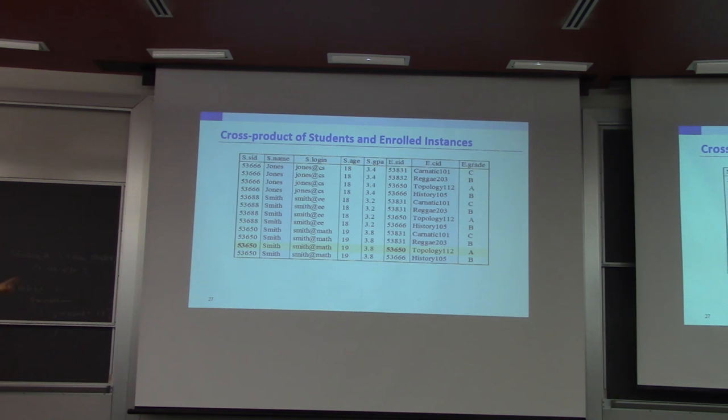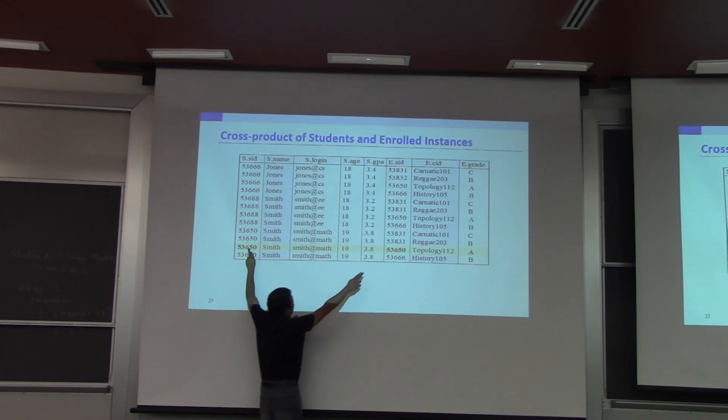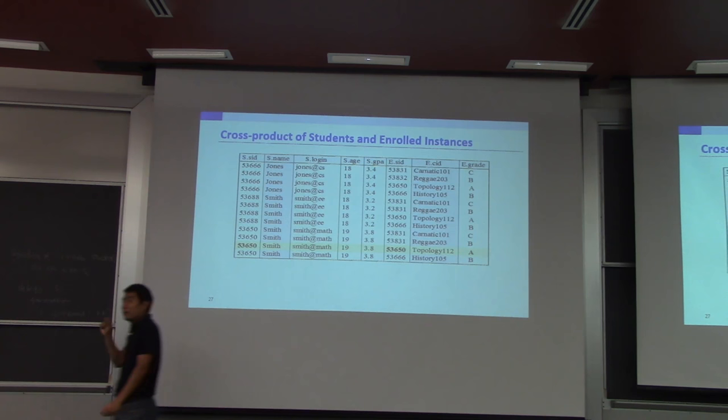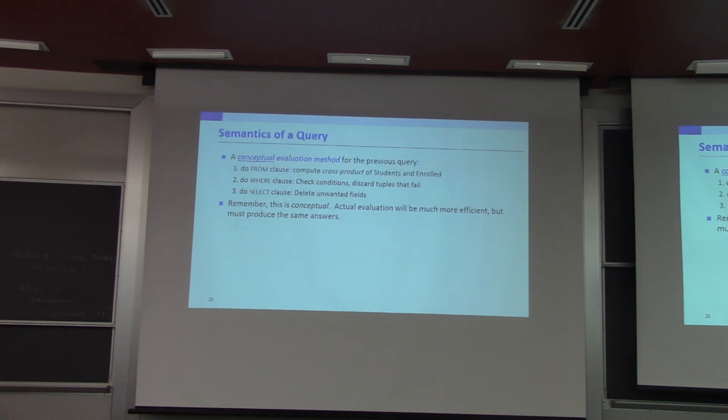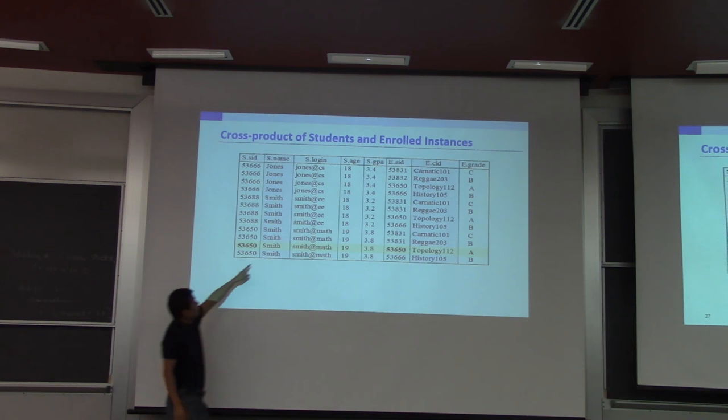And in the cross product, you eliminate all those records that do not satisfy the where clause, and in particular, only this one satisfies your where clause, where SIDs are the same and the grade is A. That's the only record in this cross product that satisfies the where clause. And once you find those records, what do you do? You eliminate unwanted fields. What are the wanted fields? In this case, name and CID. So for this record, you output the name and the course ID.